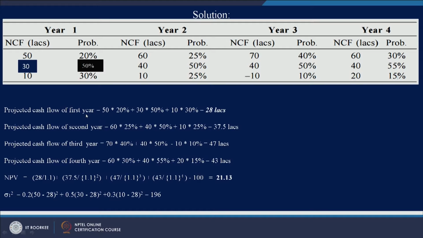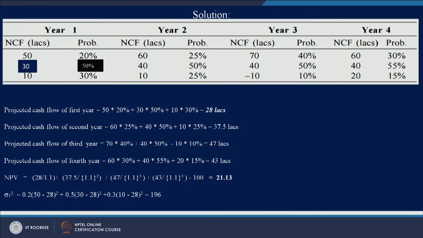Projected cash flow for the first year was 28 lakh, for the second year it was 37.5, for the third year 47, for the fourth year it was 43. And how did we calculate these values? We just multiplied net cash flows with respective probabilities and we added all these multiplications, right. So, this is how we obtained expected cash flows, right.